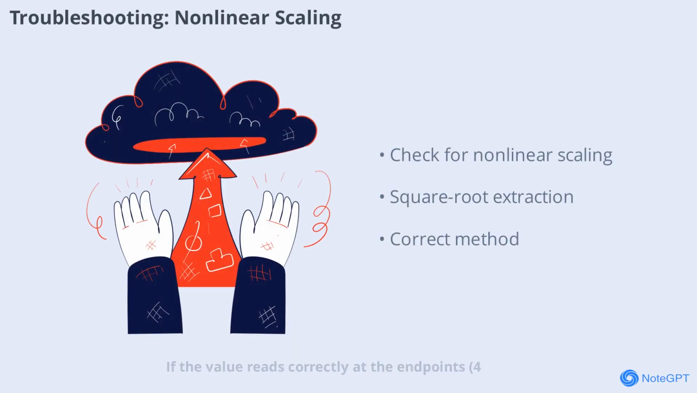If the value reads correctly at the endpoints, 4 mA and 20 mA, but is wrong in the middle, you may have applied or omitted a nonlinear scaling function such as square root extraction. This is common in flow measurements. Make sure you're using the correct scaling method for your application.